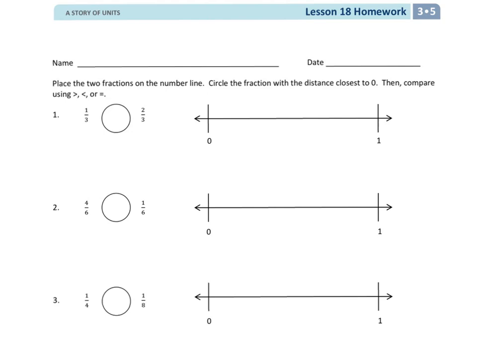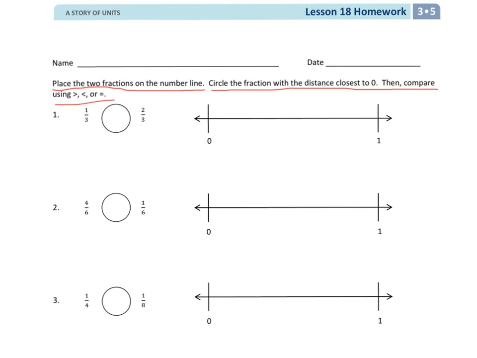Hello everyone, this is Grade 3, Module 5, Lesson 18 homework. The directions say, place the two fractions on the number line. Circle the fraction with the distance closest to 0, then compare using the comparing symbols.